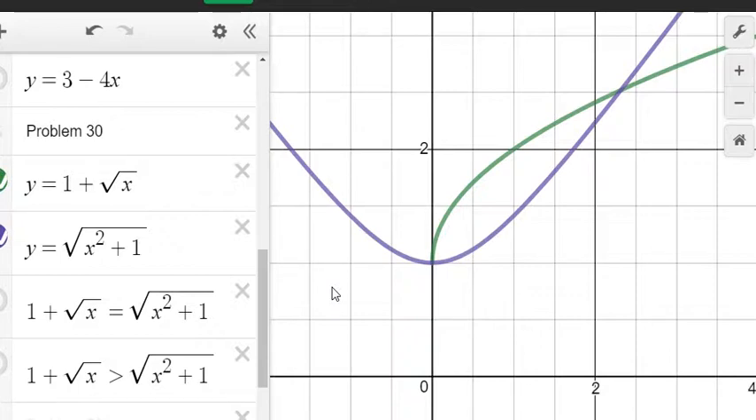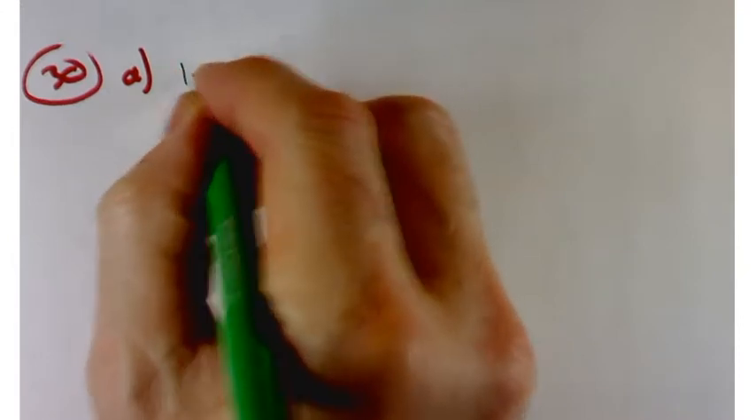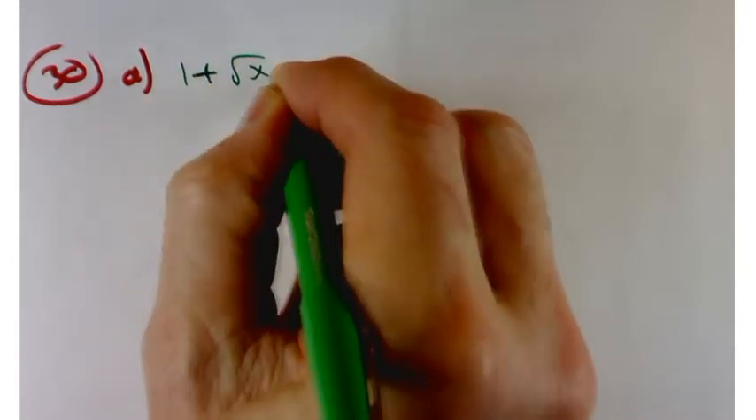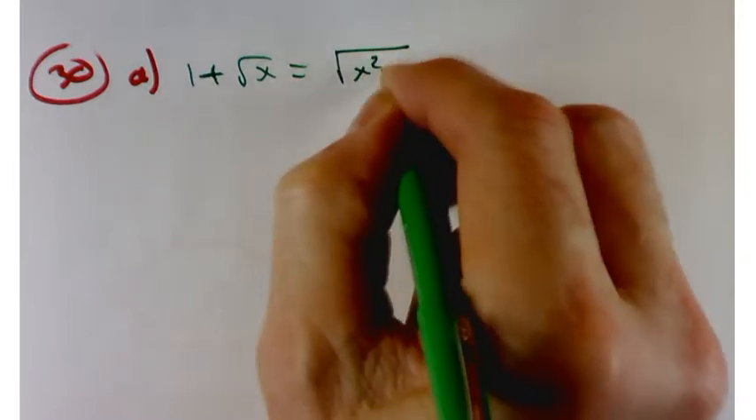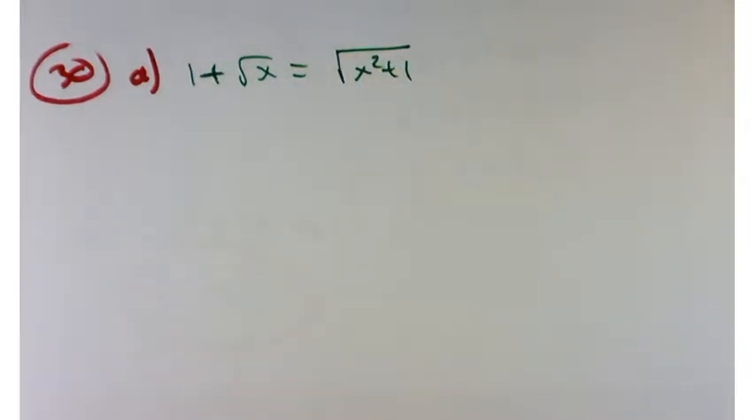Let me flip over to the right screen here. And we're going to have two problems that we're going to solve in conjunction with problem number 30. Part A is to decide where 1 plus the square root of x equals the square root of x squared plus 1. So that's part A.